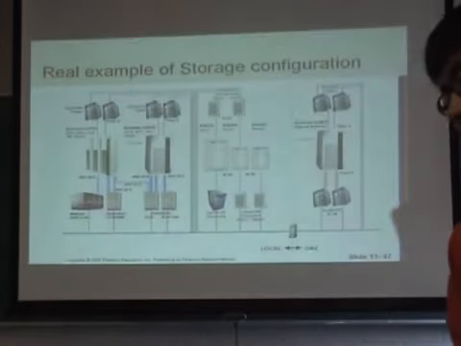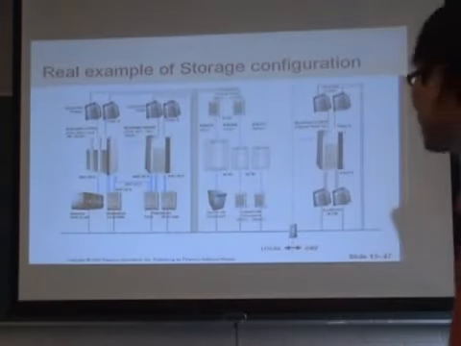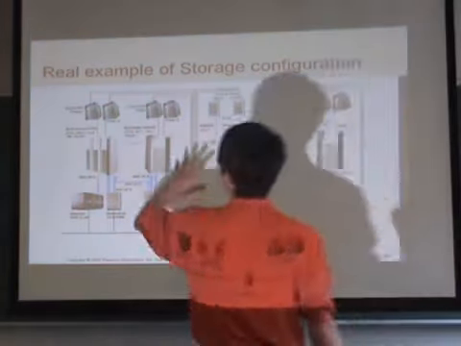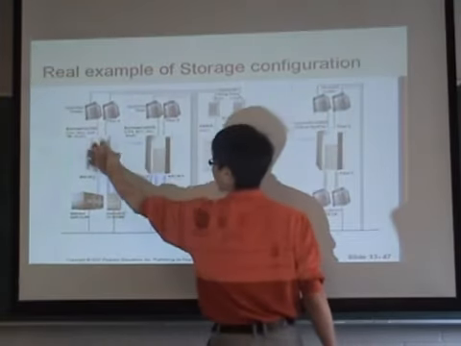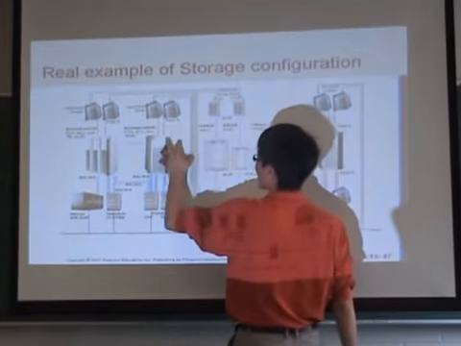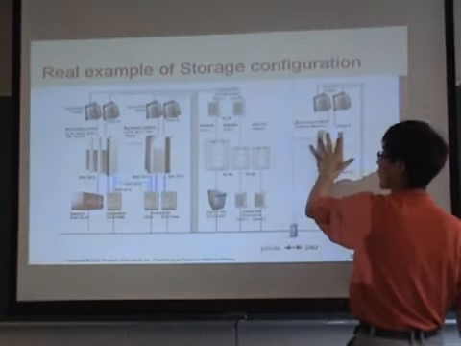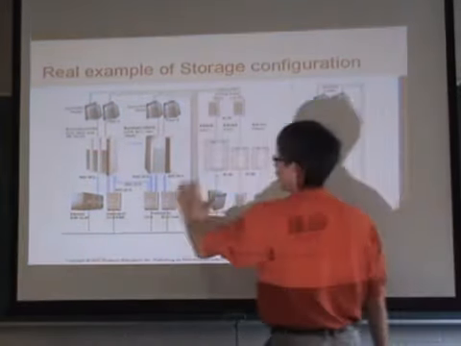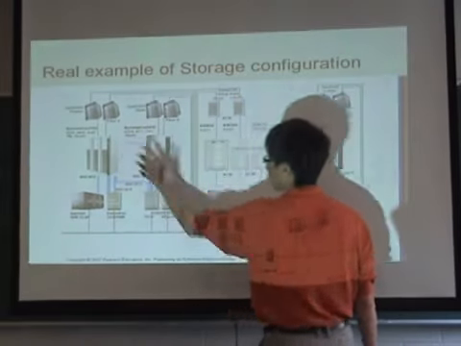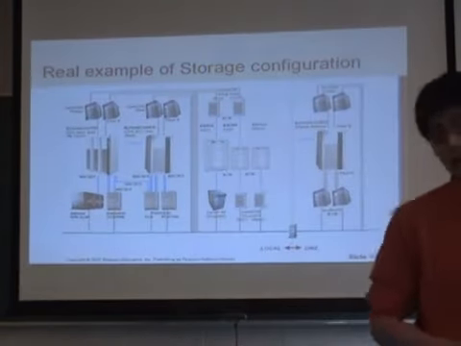This is a real example of a storage configuration. This one is the SAN, storage area network. We have two boxes of this, and this is for SCSI. This is another box. They are connected through fiber optics from many different servers.